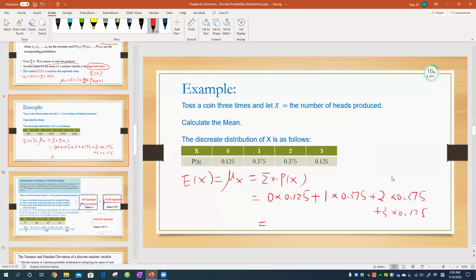So 0 times anything is 0. So we got 3 over 8 plus 6 over 8 plus 3 over 8. Because 0.125 is 1 over 8, and times 3, that's 3 over 8. So we got 3 plus 6 plus 3, so 12 over 8. So that's 1.5. That's the expected value or the mean of this random variable x.